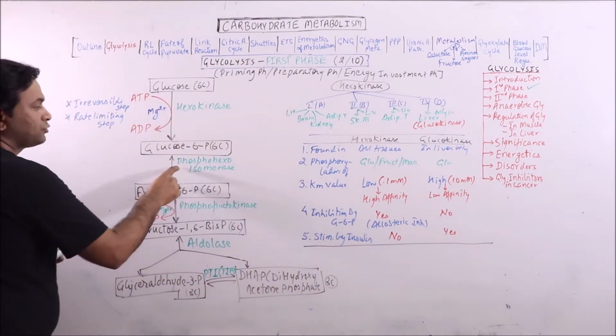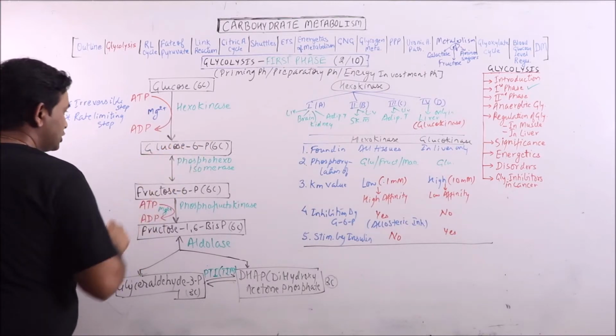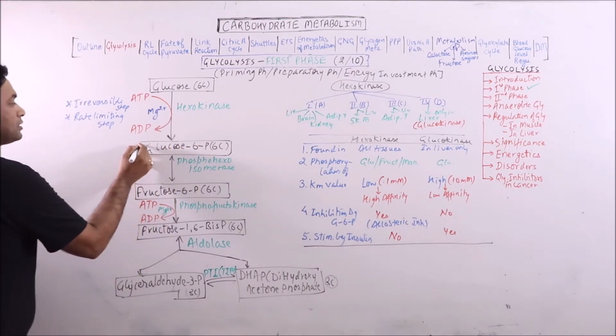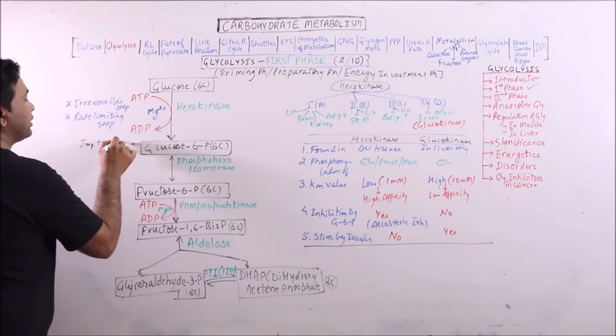Now the next is phosphohexoisomerase. But before that, glucose 6-phosphate is formed. We have to discuss some points about that. It is impermeable to cell membrane.